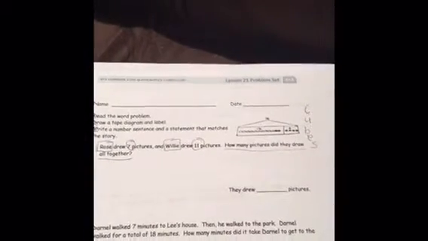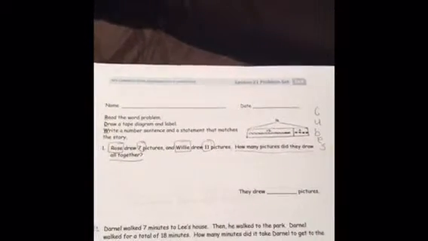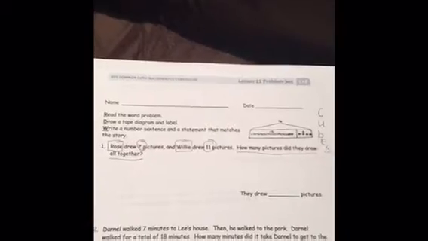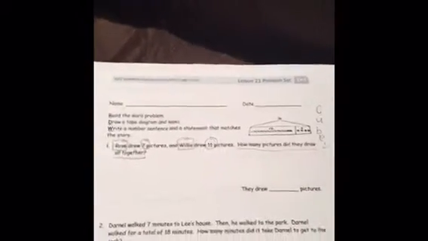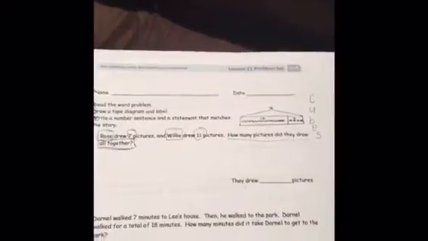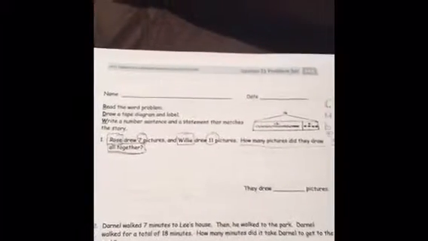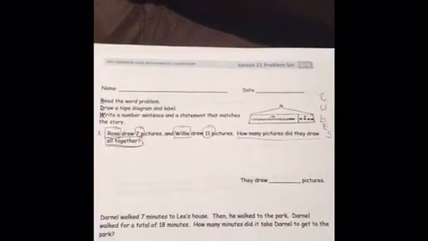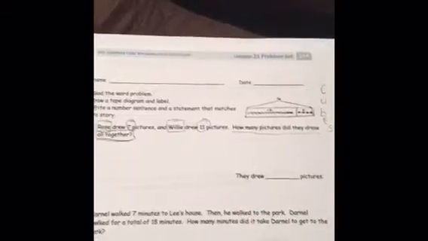And then I noticed when I was reading the question, there's also another keyword there. How many pictures did they draw all together? All together is one of our math keywords. So I'm going to box that as well. And I remember all together also means total. So that means I'm looking for the total. I'm looking for the answer.